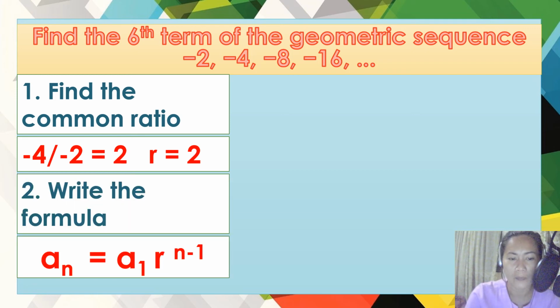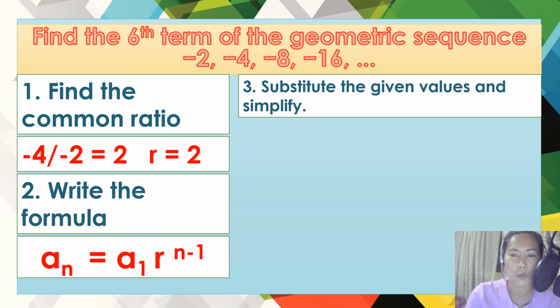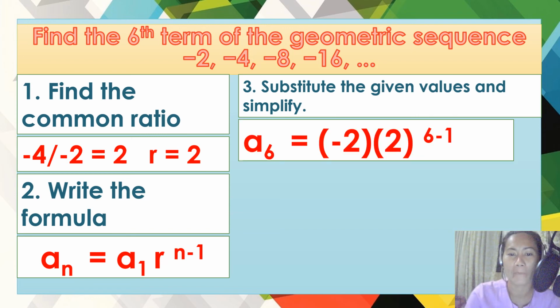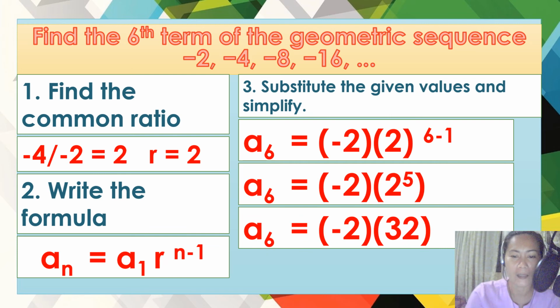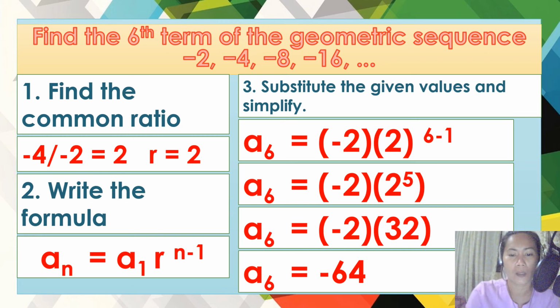Next, the formula. A sub n equals a sub 1 r raised to the power of n minus 1. And then we substitute the given values and simplify. So we have a sub 6 equals -2 times 2 raised to the power of 6 minus 1. And then we get -2 times 2 raised to the power of 5. And then we have -2 times 32. So the sixth term is equal to -64.